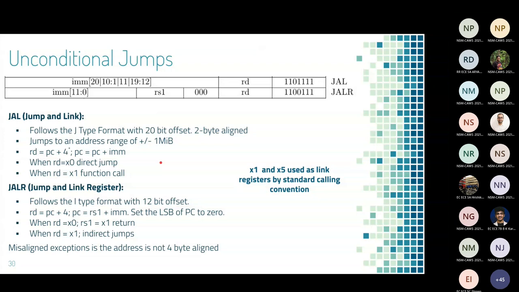Similarly, you have a jump and link register. It's exactly the same as JAL, except that your base address is not PC, but it's from RS1. Right? So RS1 is added to this immediate field. That's your address to which you want to jump to. And RD still gets the value PC plus 4.